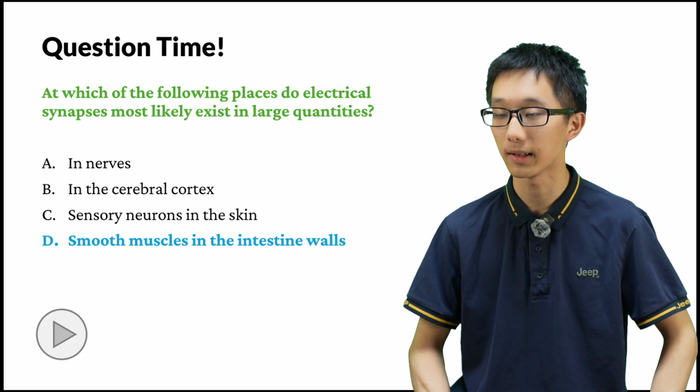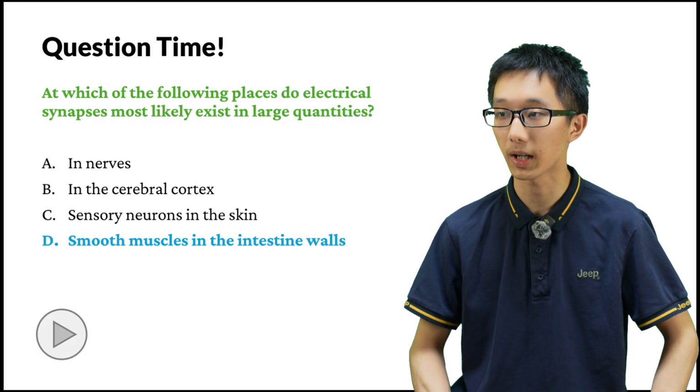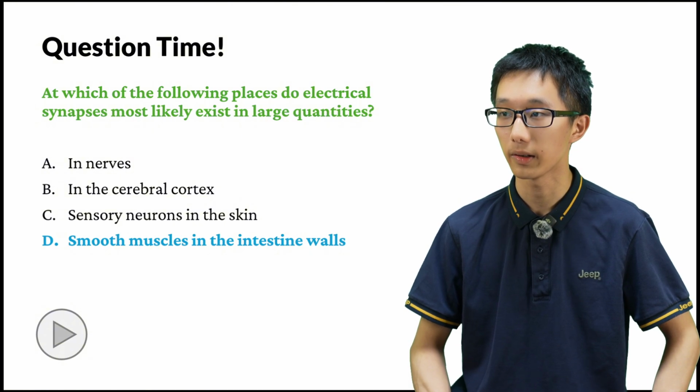The answer is D, smooth muscles in the intestine walls. This is because in the peristalsis of the intestine, the smooth muscles need to contract together in order to push the food further down the intestine. That is why the smooth muscles have electrical synapses. In contrast, in nerves, there are no electrical synapses because nerves are the axons of neurons. They do not even have synapses.